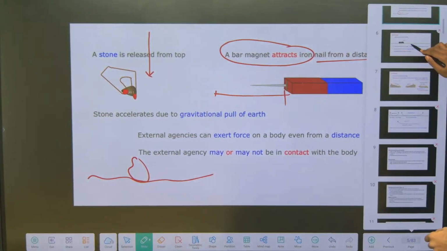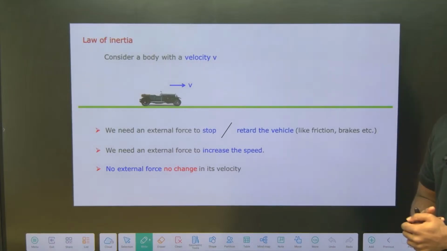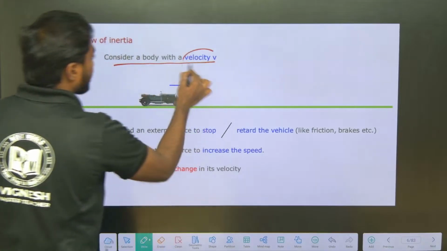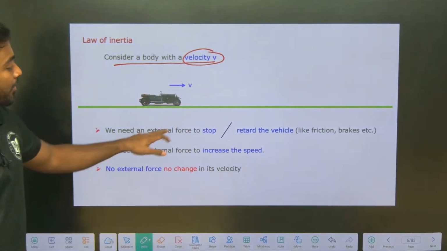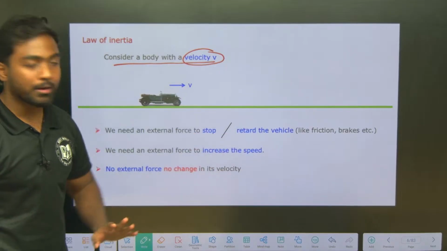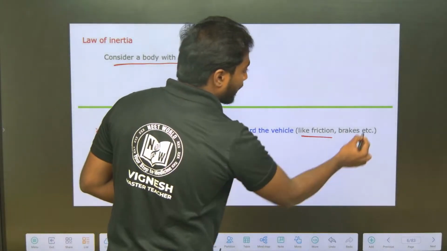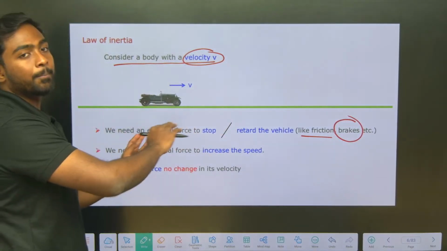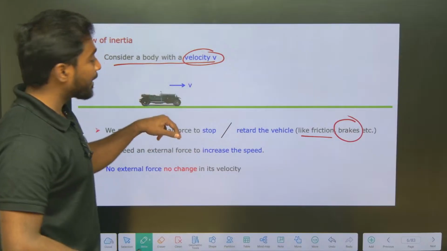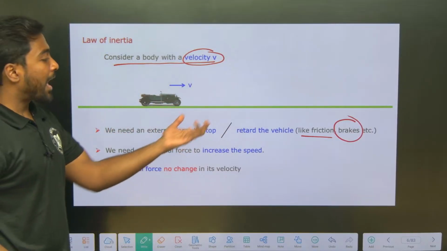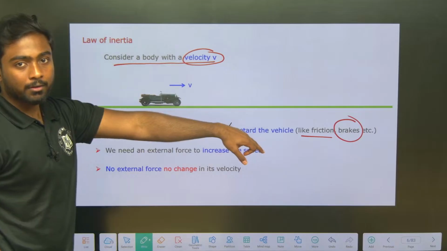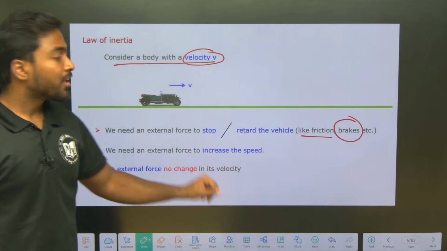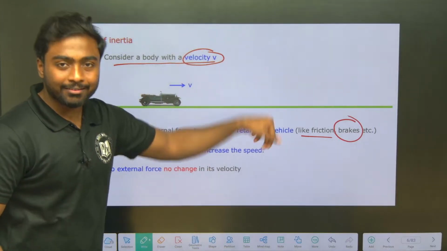So next one is the law of inertia. Okay. So let me consider a body with velocity v. We need an external force to stop or retard the vehicle, like friction, or I need to apply some brake, no? If friction is there, automatically the body will stop after a certain distance. If I apply a brake, suddenly also it can stop, which means I am applying a force to stop that body, right? We need an external force to increase the speed also. If I need to increase the speed, I need to accelerate it, no?